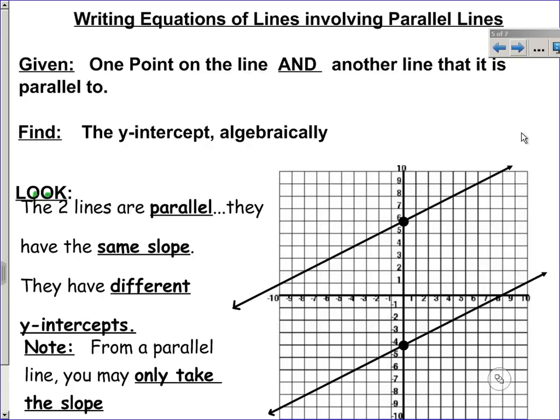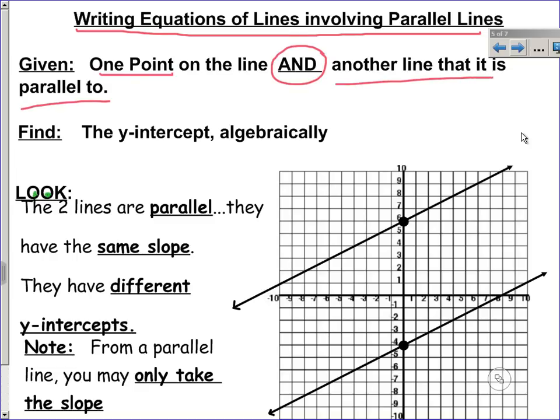Now that we know that we can determine the slope of lines that are parallel, we can use this to write equations of lines involving parallel lines. What will be given is one point on a line and another line that it is parallel to. What we have to do is figure out what the y-intercept is algebraically, because as we noted in one of the previous slides, parallel lines have the same slope, but they have different y-intercepts.